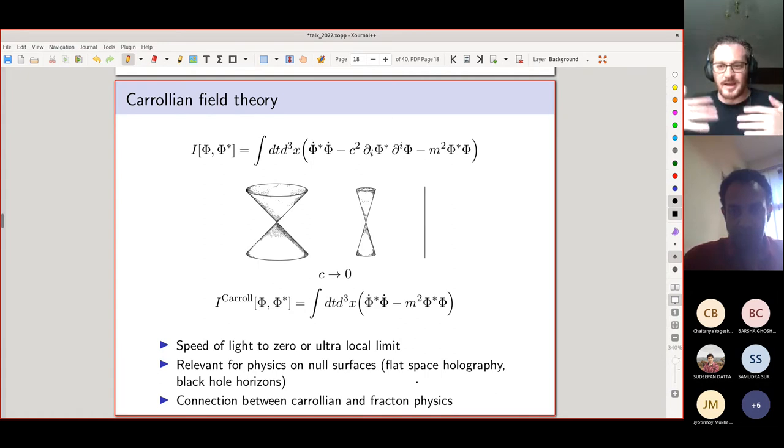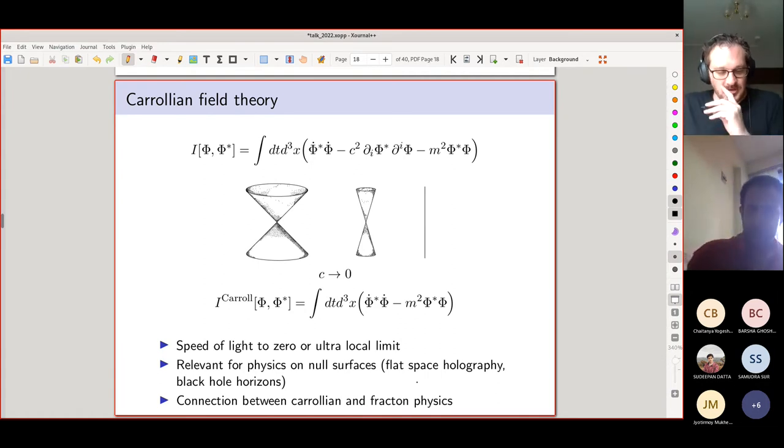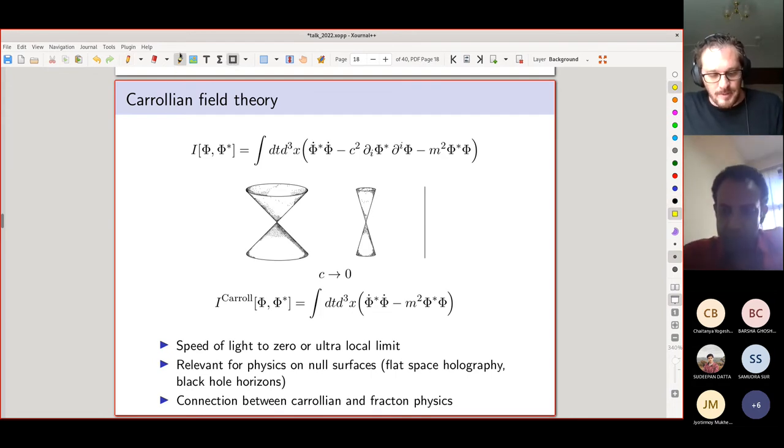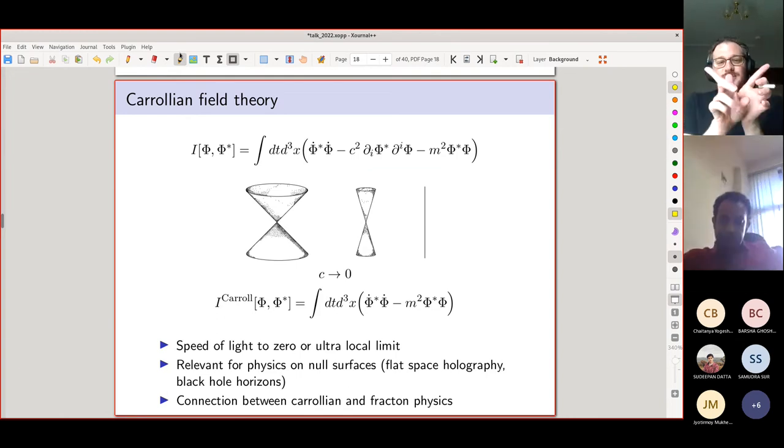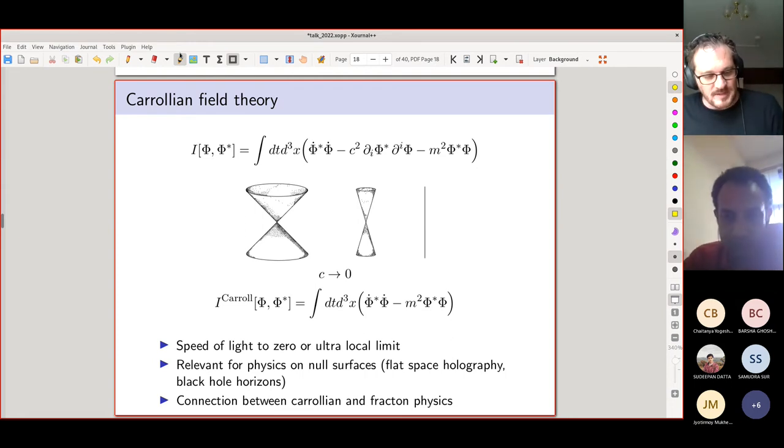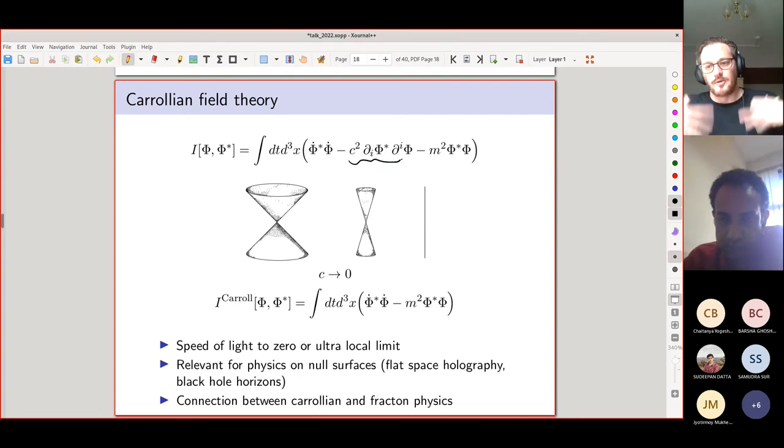Let me explain where this Carrollian field theory comes from, or give you some motivation for how to think about these Carrollian field theories. One way to think about it is as a speed of light to zero limit, where the light cone closes, and then the Lorentzian gradient term basically drops out, and you're left with this Carrollian field theory.